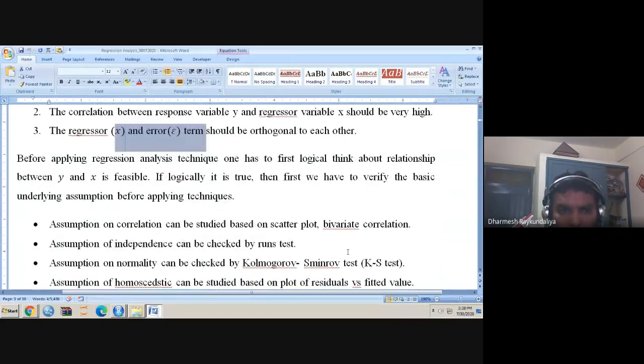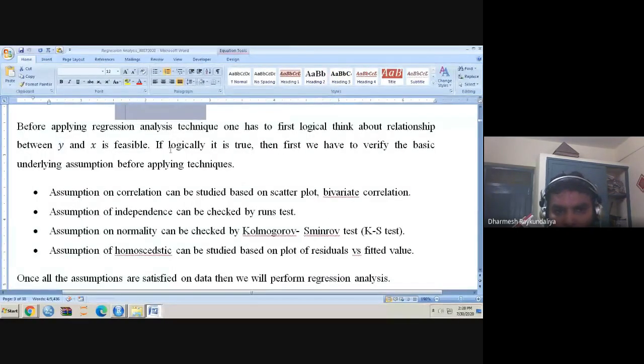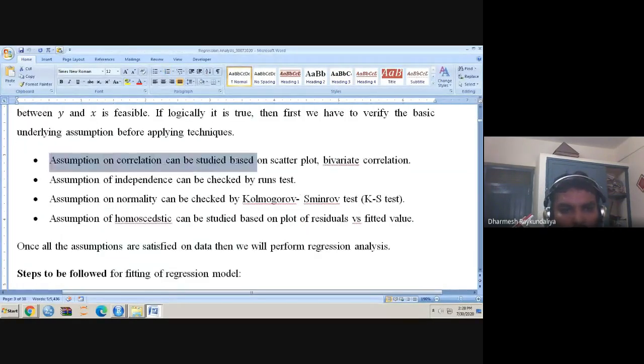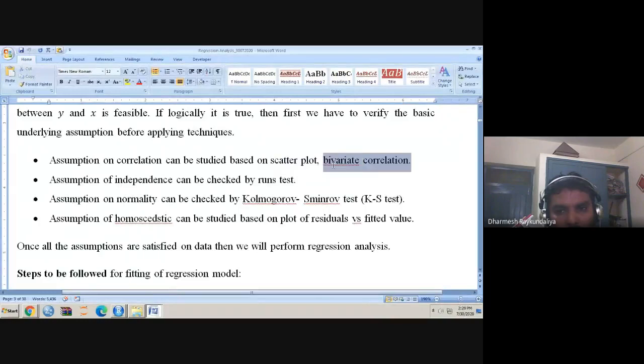So I told you that before applying regression analysis, you have to see whether the logical relationship between the two variables is true or not. If yes, then we can proceed. Now, the assumption of the correlation can be studied based on a scatter plot, and you can also do the correlation analysis. It will give you an idea of which kind of association there is between x and y.